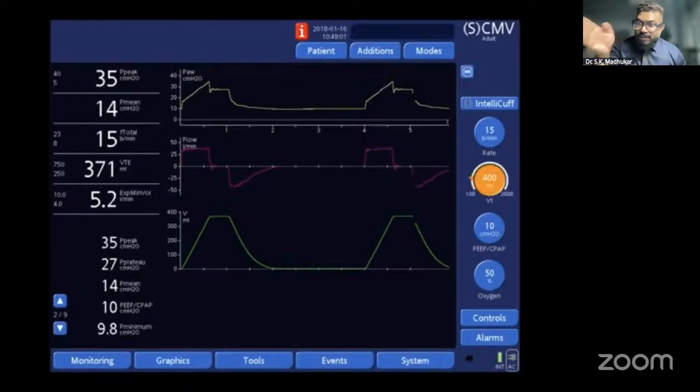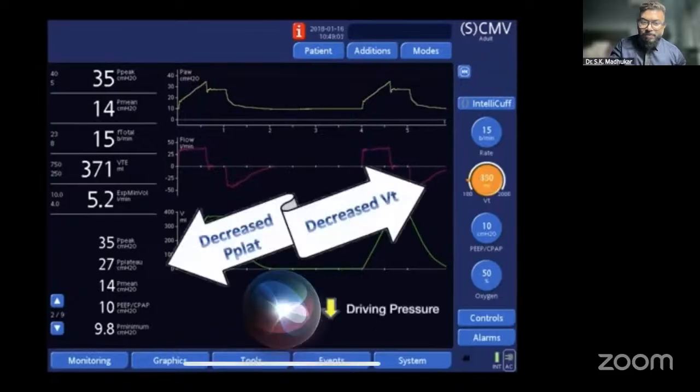And once you decrease the tidal volume, what will happen? The plateau pressure has started decreasing. And with decreasing tidal volume, the driving pressure has started decreasing. And this is what we call targeting tidal volume with the lung compliance. I hope you all understand this. So this is how we need to ventilate the patient. This is what we call the lung protective strategy of ventilation.